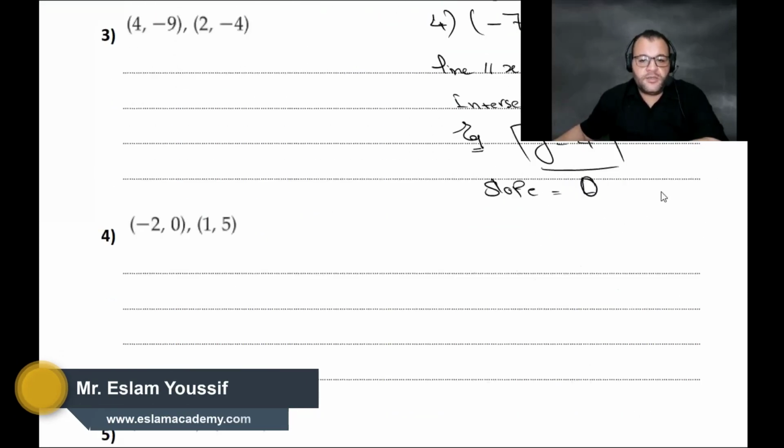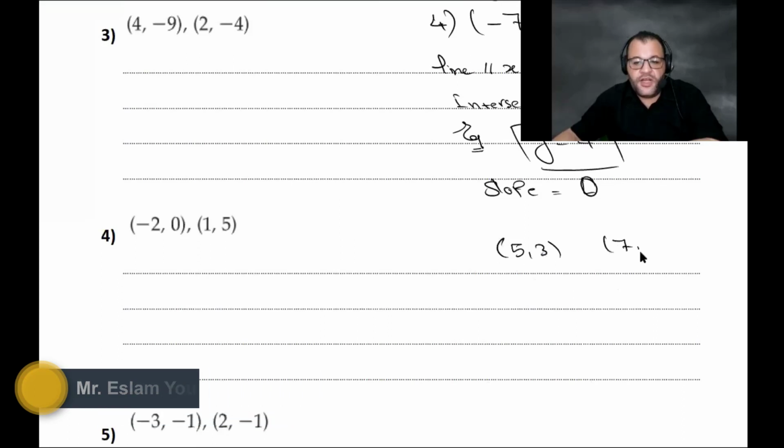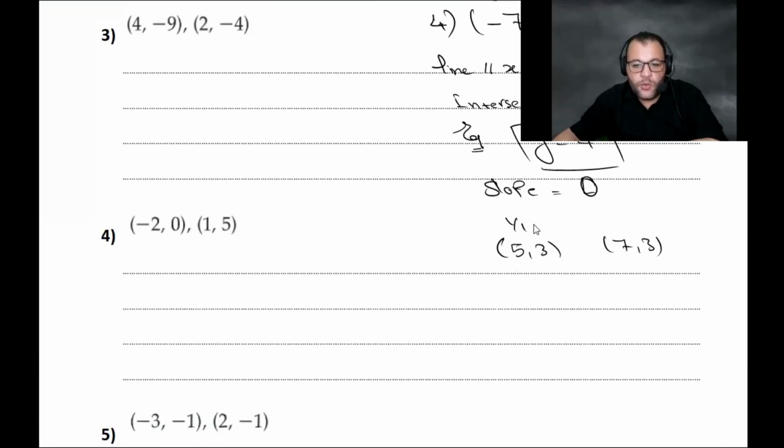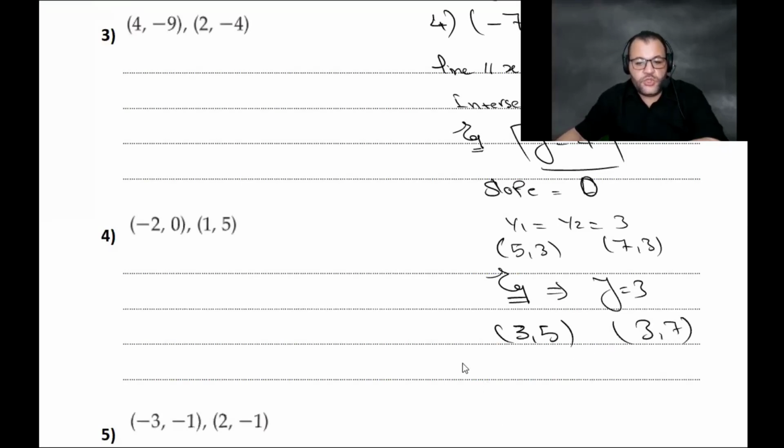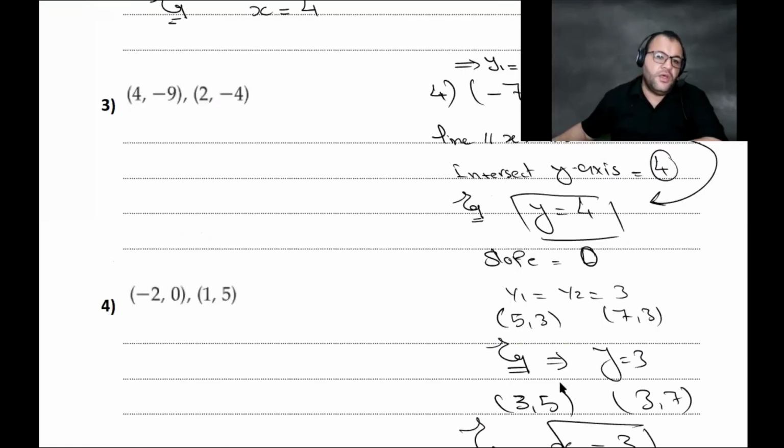So for any line, suppose that we have points here, 5 and 3, 7 and 3. You will find that y1 is equal to y2 equals 3. So what is the equation of the line? The equation of the line will be y equals 3. But when you find that the points are 3 and 5, 3 and 7, the equation of the line will be x equals 3. You understand the point how we solve this one? Yes. Is that clear? Okay.